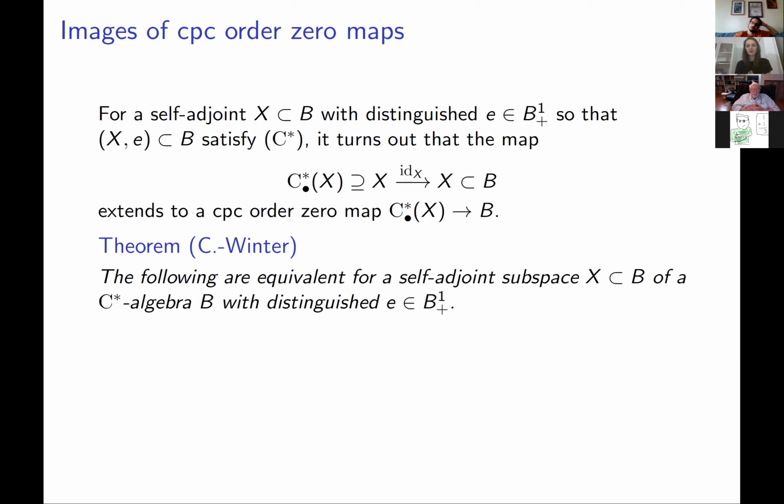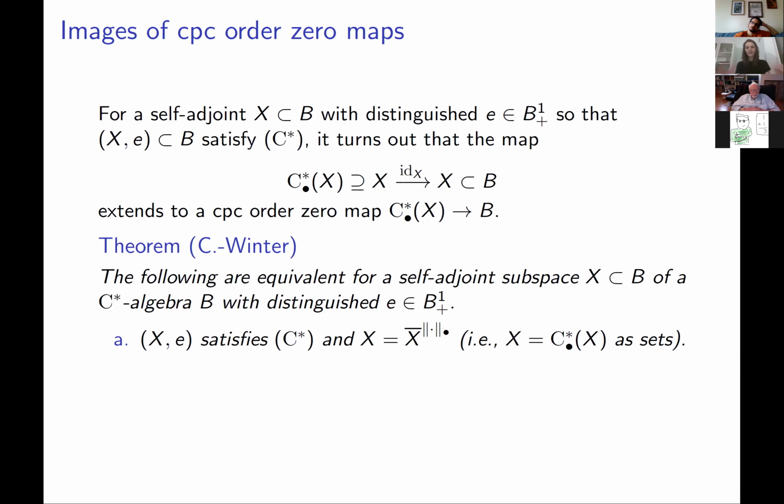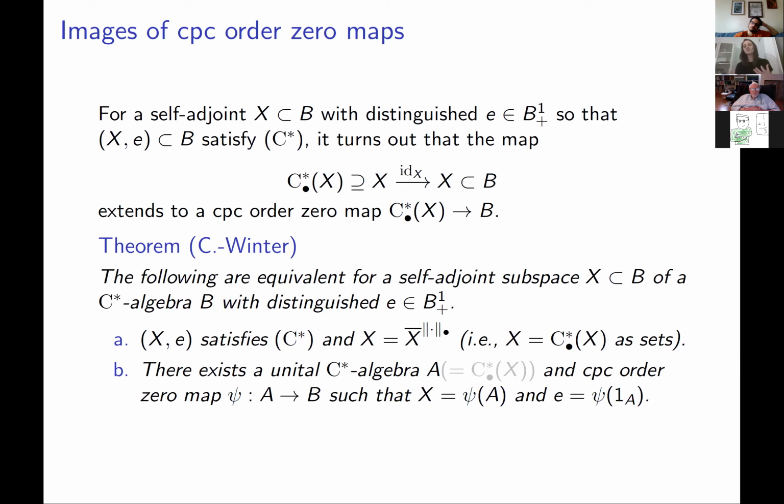And all of this together really gives us the following characterization for a self-adjoint subspace with distinguished positive element E: if you satisfy these C-star criteria and you are closed with respect to this bullet norm, in other words, the C-star completion doesn't add anything, then this is equivalent to saying that you are the image of a CPC order zero map where the unit actually got sent to E. I mentioned this before, but the image of a CPC order zero map will automatically be closed in this bullet norm. So this is something extra I have to add on.